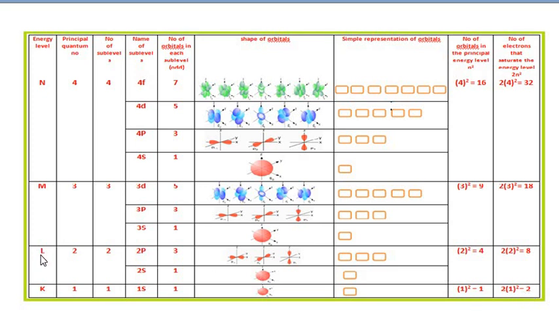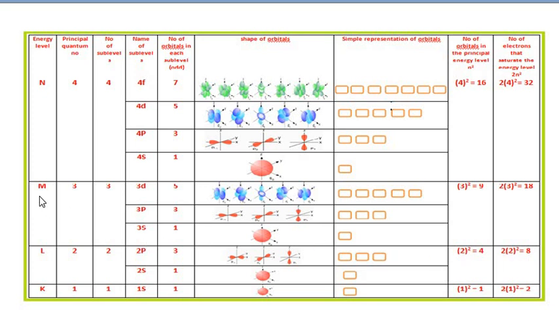The second energy level, L, consists of 2 sublevels. Its order is 2, contains 2 sublevels, 2s and 2p. 2s is 1 orbital, 2p is 3 orbitals, so the max number of orbitals here is 4. If you square this 2, which is the order of the second one, squaring 2 gives 4. What is 4? Number of orbitals. So if you square the order of the principal energy level, you get the number of orbitals. If you multiply the number of orbitals by 2, you get the maximum number of electrons that can saturate this principal energy level.